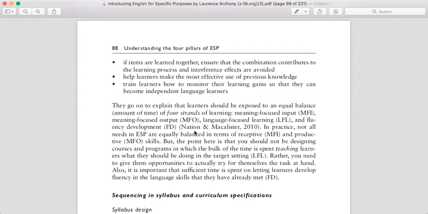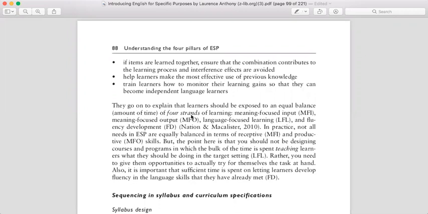Now, the first strand of learning is meaning focused input, MFI, right? This input is in the form of two skills. Reading is an input skill, and listening is an input skill, which has an output strand also, called meaning focused output. This also consists of two skills, speaking and writing, MFO. So, four strands of learning.